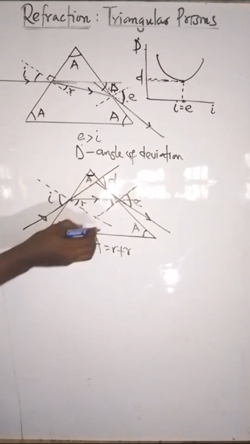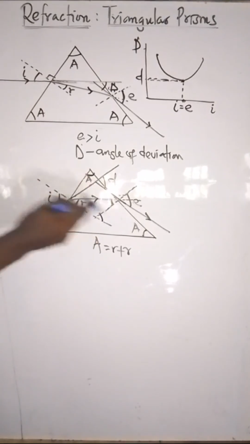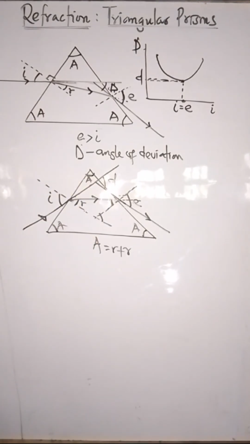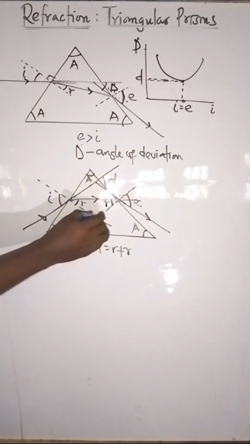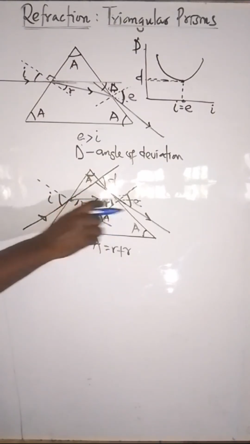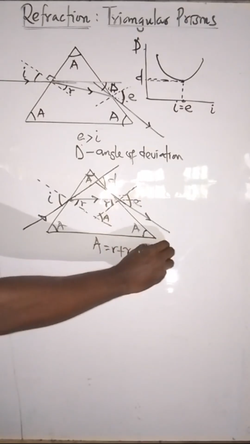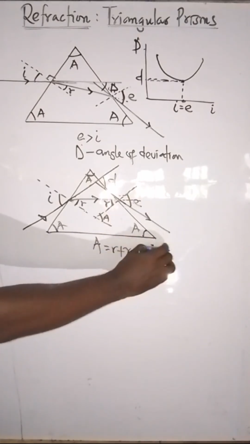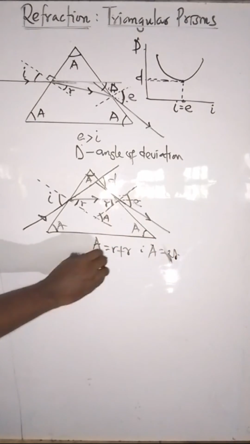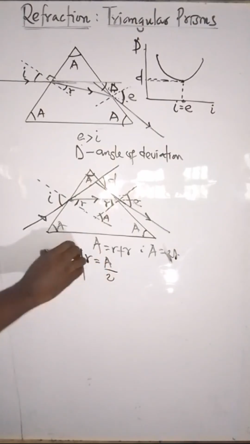If this is A, we can show that this is also A. This will be A, similar to a quadrilateral. So this is also R. In this case, this A is like an exterior angle to this triangle. So A equals R plus R. In this case, A equals 2R. Then we can get the value of R to be equal to A over 2.